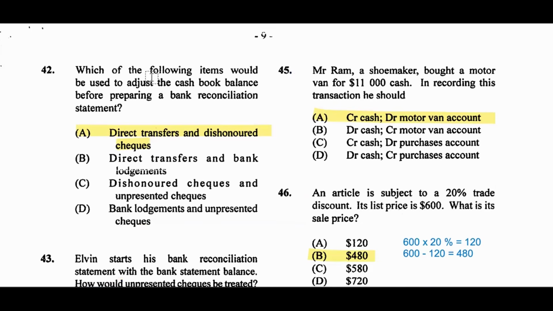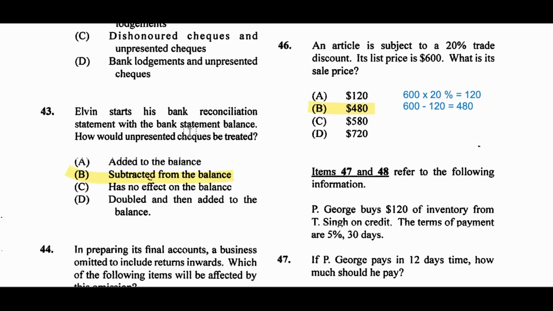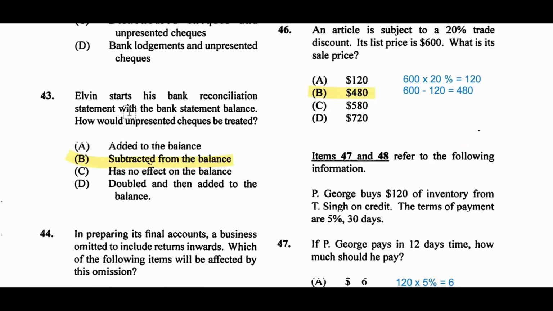Question 42. Which of the following items would be used to adjust the cash book balance before preparing a bank reconciliation statement? Remember, whatever is in our bank statement but not in the cash book must now be updated with those values. Well, items that will show up in the bank statement but not in the cash book will include A, direct transfers and dishonored checks. Good. Question 43. Elvin starts his bank reconciliation statement with the bank statement balance.